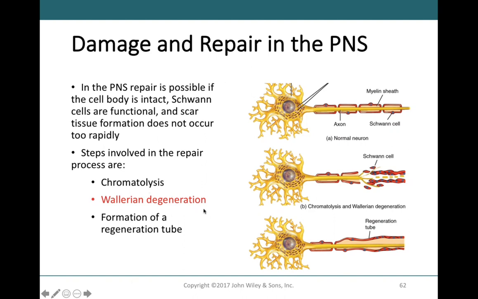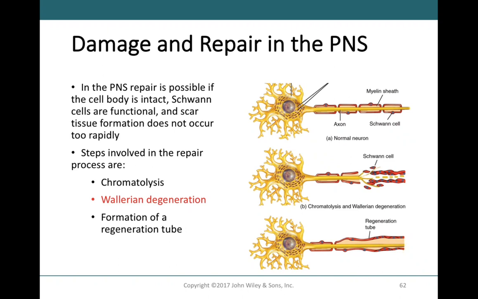but the major step I want you to focus on is Wallerian degeneration. As long as the cell body of our neuron is intact and the axon is what is damaged, we can actually degenerate the latter part of our axon and form a regeneration tube with Schwann cells. And we can eventually repair the axon of the neuron that is existing in the peripheral nervous system.